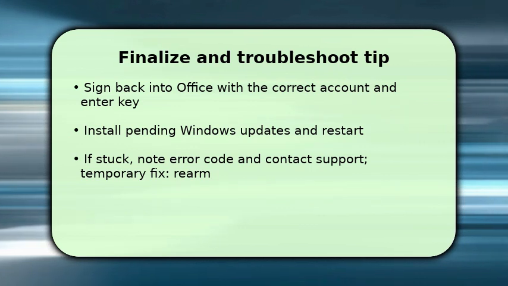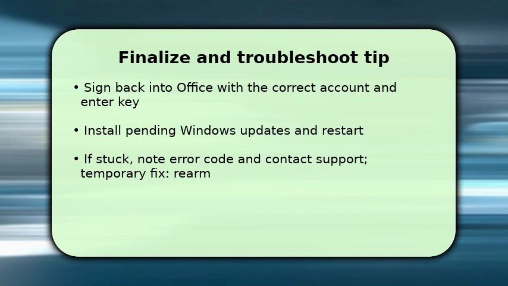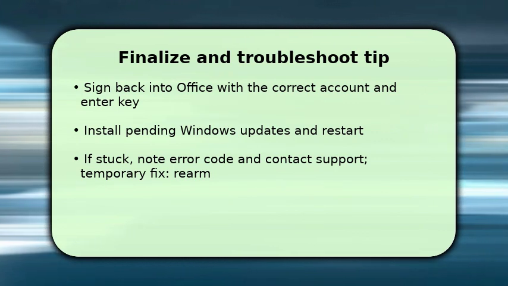If activation still fails, record the exact error code and try the rearm command once more. This often clears stale tokens. If problems persist, contact Microsoft support with the code so they can verify entitlement and unlock activation on their side.